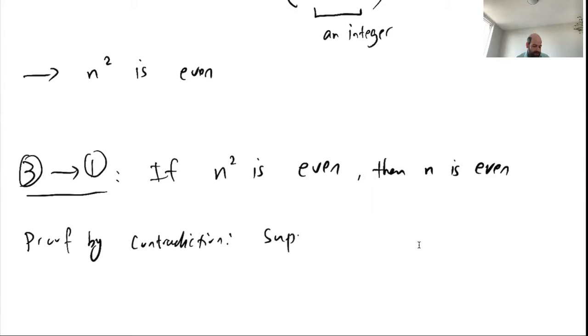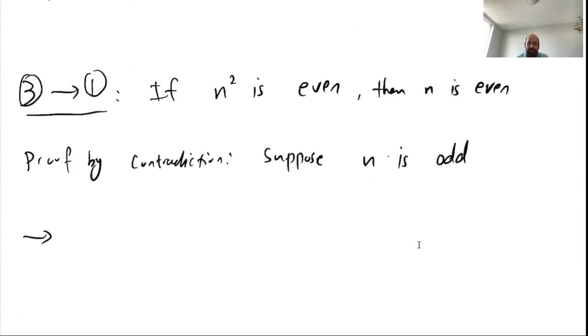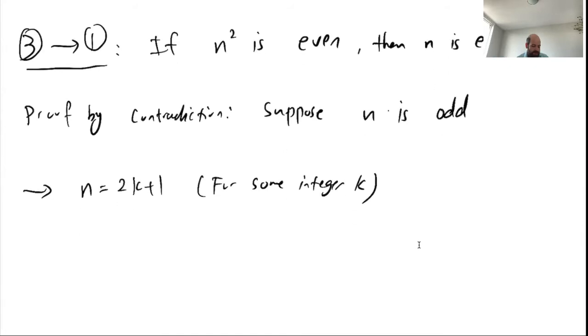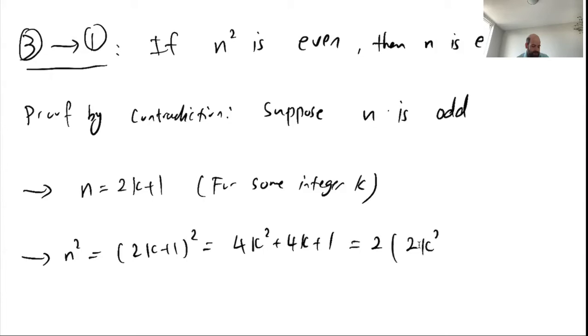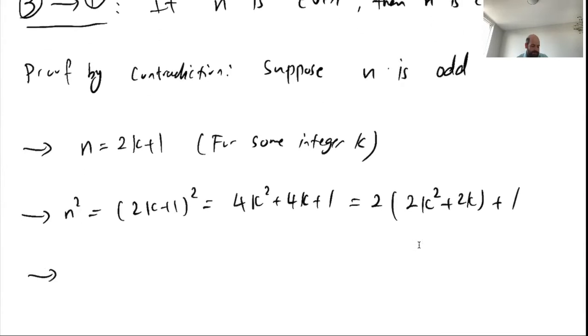So suppose n is odd. So that means if n is not even, it has to be odd. So n is equal to 2k plus 1 for some integer k. Then n squared will be 2k plus 1, the whole squared, which is 4k squared plus 4k plus 1, and that's 2 times 2k squared plus 2k, plus 1. That means n squared is odd.